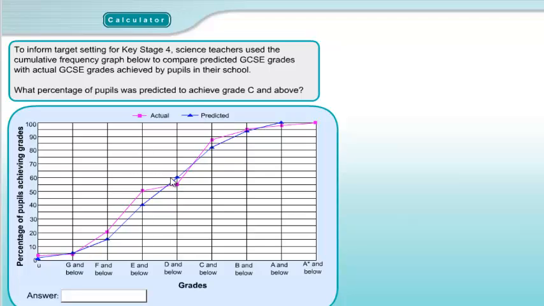So surely the remainder, which is 40%, did better than a D or below. And better than a D or below is equivalent to a C and above. So we actually needed 100% minus 60%, just leaving the 40% left over. So 40% is our answer.